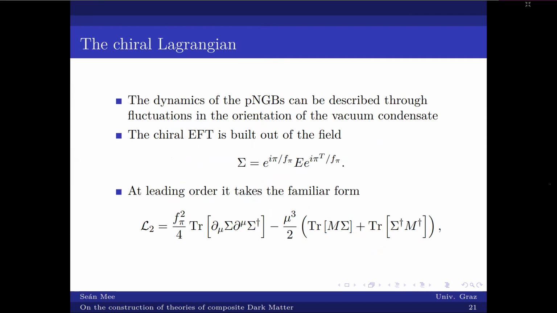So can I ask a question before you do this? Sorry. Is there something I'm losing? I have a question. I'm a little confused before you go into the chiral Lagrangian. Is that okay? Yeah. I'm a little confused about whether you have both a color interaction that binds these quarks and a flavor symmetry.